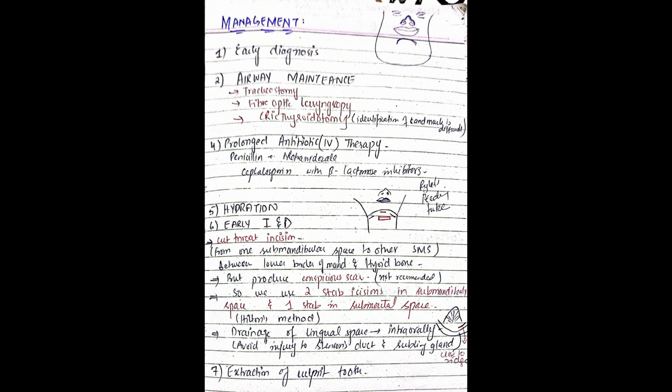The sublingual space could also be drained by an intraoral incision made in the floor of the mouth. But we need to be very cautious while making this intraoral incision for sublingual space drainage. We should avoid any injury to the Stenson's duct and sublingual gland. They should be safe. And the last important step is the extraction of the culprit tooth. So with these steps, we are able to complete the management of Ludwig's angina.